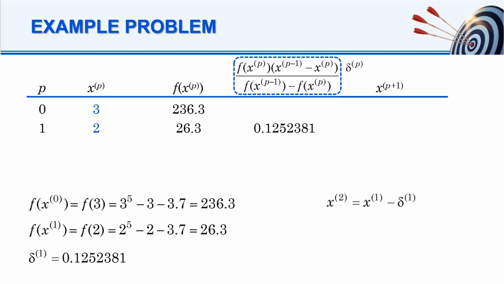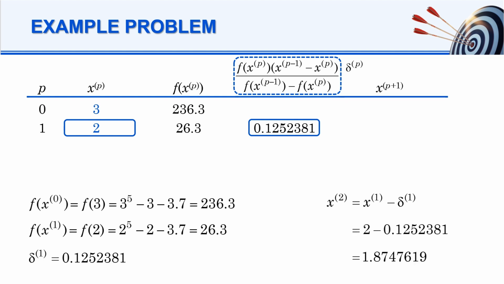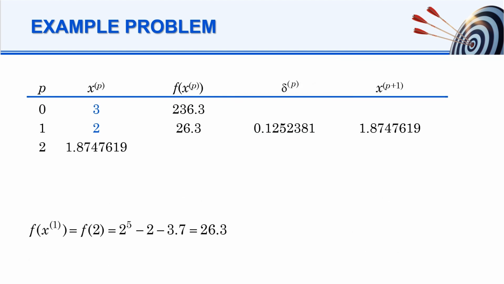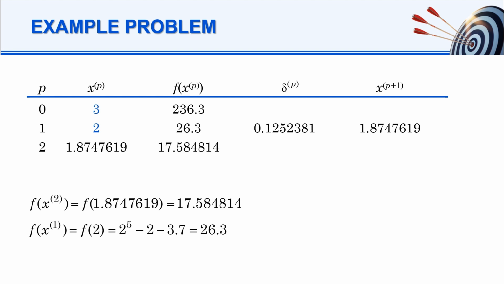Using the delta and x1 values, we can estimate x2 as 1.874762 as follows, and we note this down. The last two initial guess values are 2 and 1.874762. Since we had fx1 in the prior step, all we need to do is to calculate fx2, which we find to be 17.584814. Notice that the magnitude of fx1 is greater than that of fx2. Similarly, no swapping is necessary in this step either.